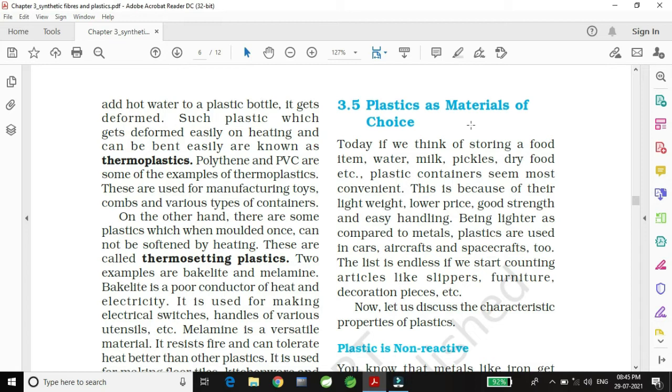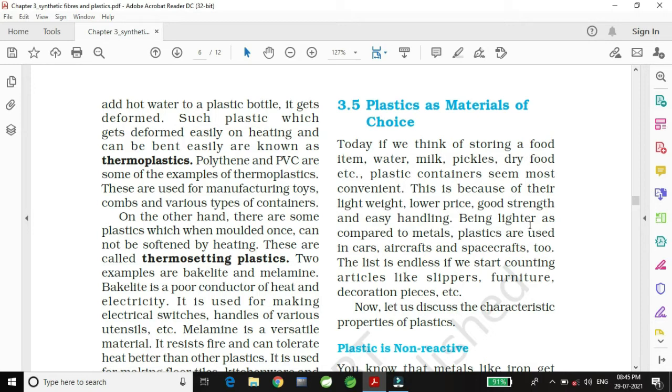Now let us discuss the characteristics and properties of plastic. In day-to-day life we are using mostly plastic. Why? Because it is very lightweight, the price is very low, the strength is very good and we can handle it easily. Being lightweight, it is also used in cars, aircraft and spacecraft. Some examples are slippers, furniture, decoration pieces, etc.